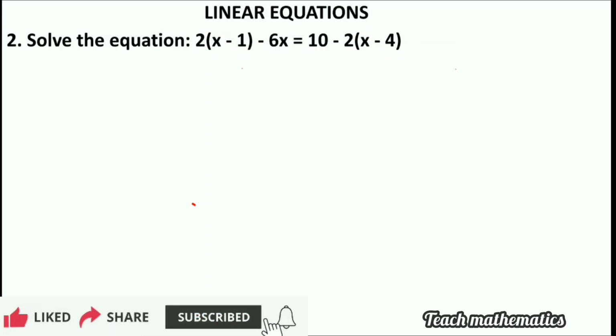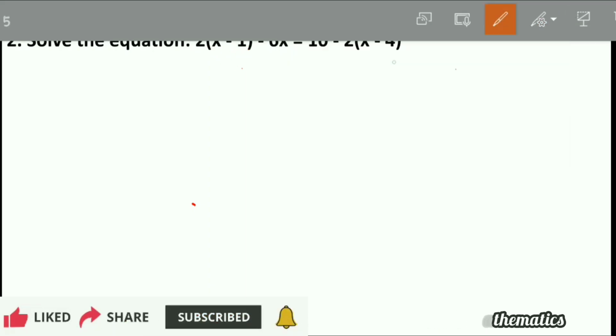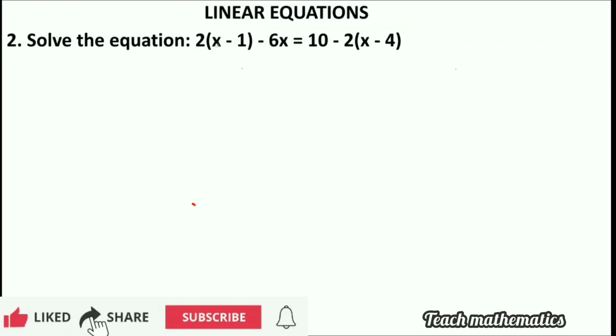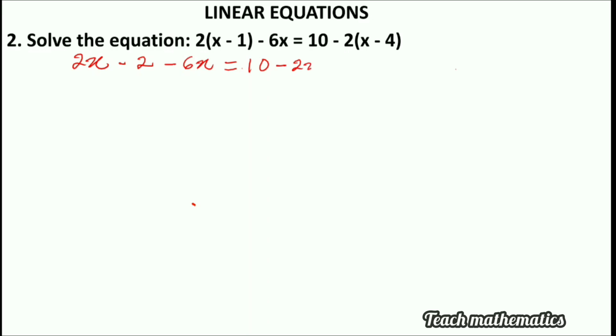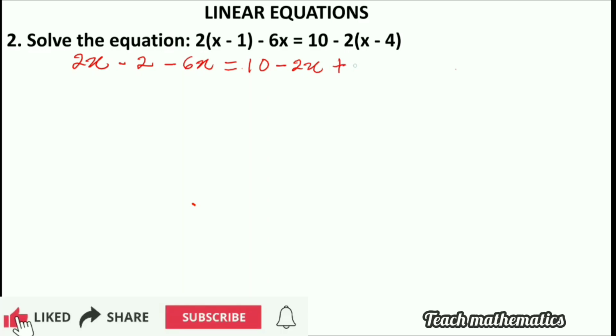Open up this bracket. In order to open up this bracket, this is 2 times x. So 2 times x, 2x. 2 times minus 1, minus 2. We have this as minus 6x equals 10. Minus 2 times x is minus 2x. Minus 2 times minus 4. Minus times minus is plus, and that is 2 times 4, 8.